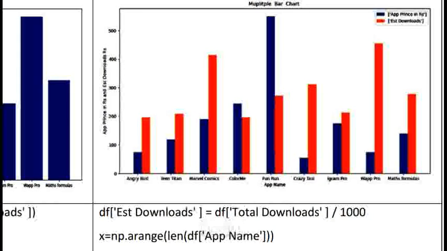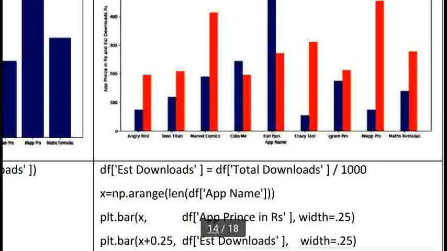Now this is a bar chart, but we can manipulate our column data. So here I am using df['EST downloads'], creating a new column. Our existing column is total downloads. I want to divide all the values of total downloads by 1000. It will give new values, and I want to store these new values in a new column, EST downloads. Then we have EST downloads as a new column, and this new column we will use in our chart.